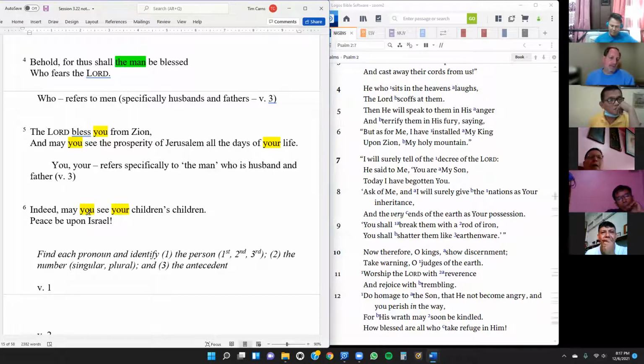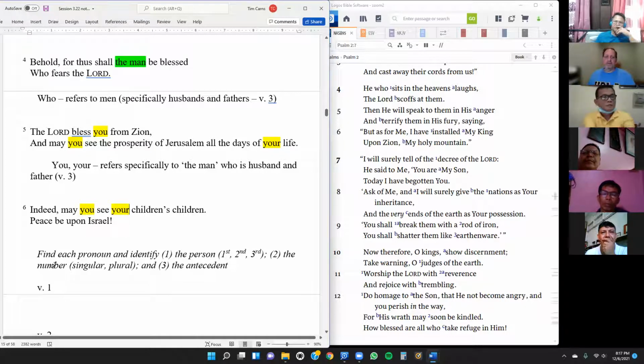So this doesn't mean that the Lord may only bless husbands and fathers and not women, not children, or single people. This doesn't say that at all, but for this particular psalm, the specific audience is husbands and fathers. They're the primary audience, we could say. All right. And so that continues in verses 5 and 6.